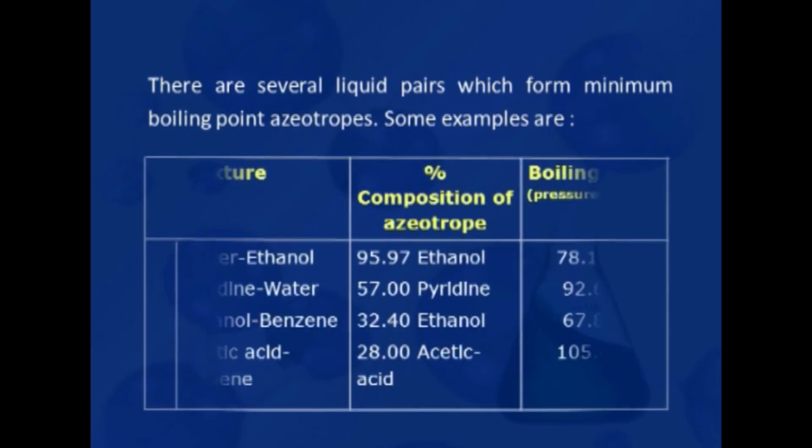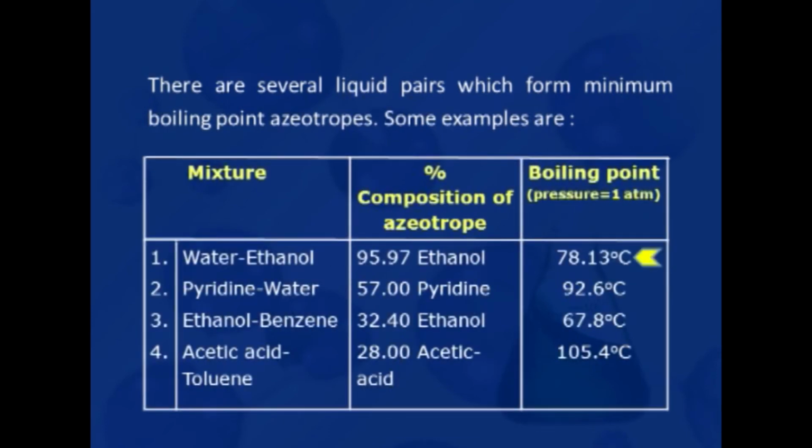Some of these are water and ethanol, which boils at 78.13 degrees Celsius. In this, 95.97% ethanol is taken. Second pair is pyridine and water. In this, 57% of pyridine is taken and this solution boils at 92.6 degrees Celsius. Ethanol and benzene also shows this type of azeotropic solution.